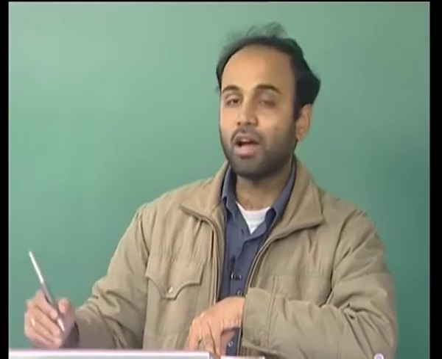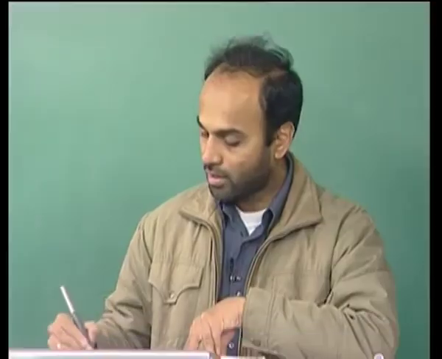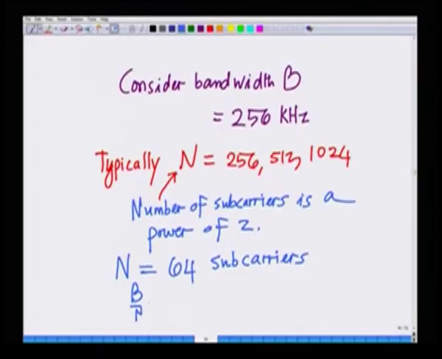For instance, let us say a bandwidth of 256 kilohertz. Let me consider n equals, let us say, 64 subcarriers. Then the bandwidth per subcarrier is B over n, which is equal to 256 kilohertz divided by 64, equals 4 kilohertz.